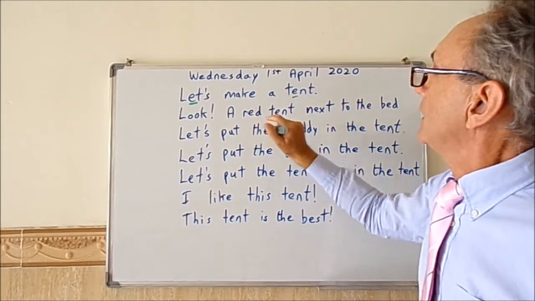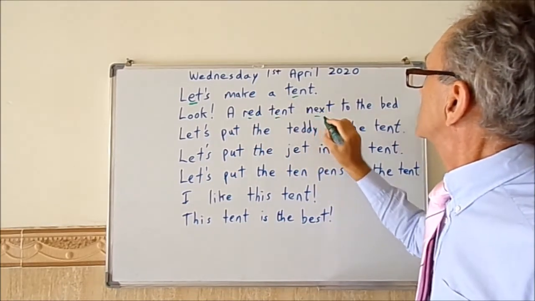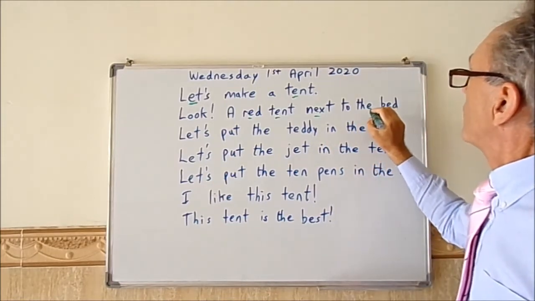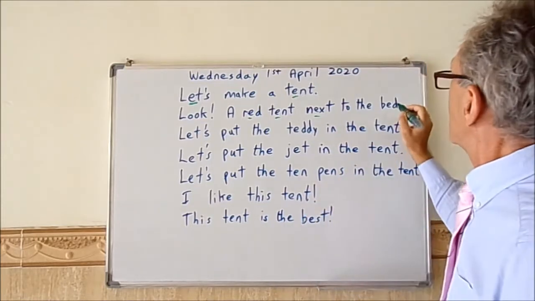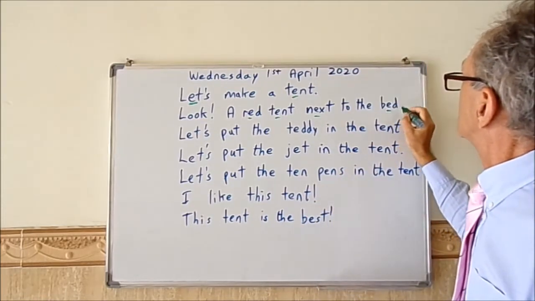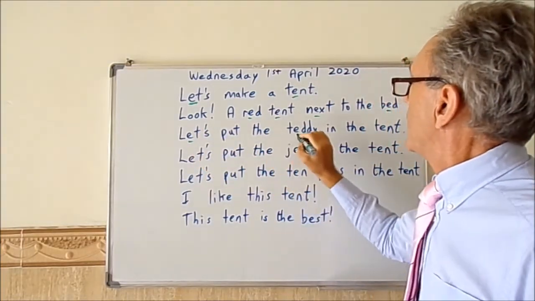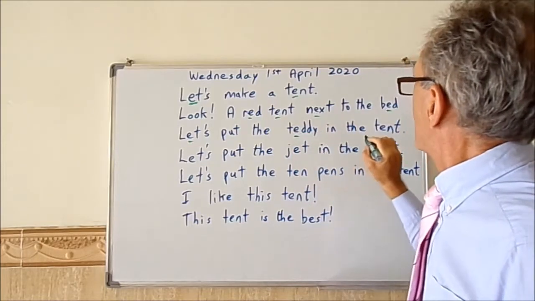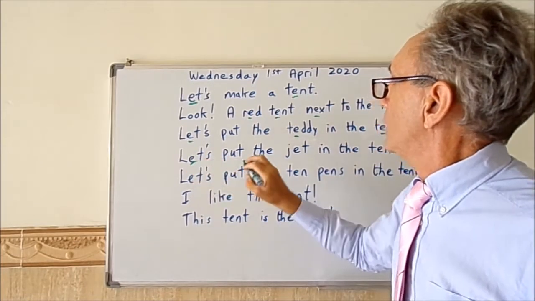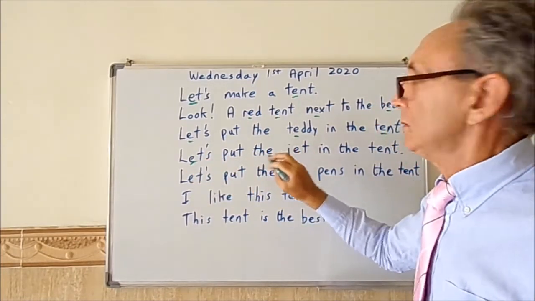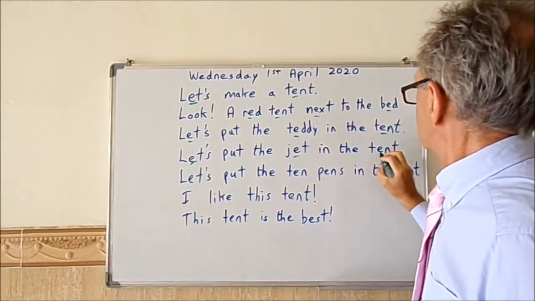Look, a red tent next to the bed. Red, short E. Tent. Next. The, not a short E. The sound is not the same. Bed. No. Teddy. The tent. Let's put the, no, jet, yep, that's a short E. The, no, tent.